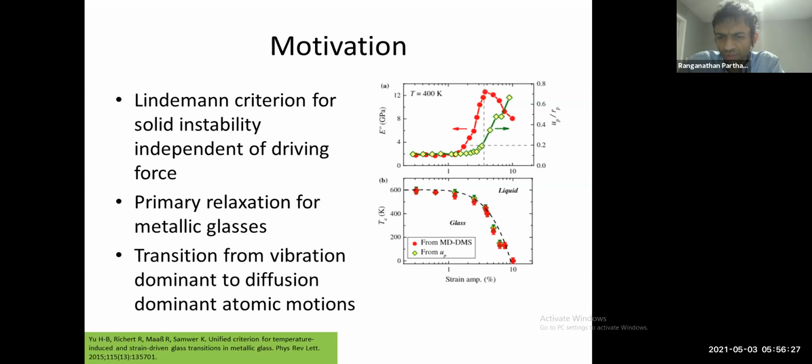It has been observed recently, for example, in the glass transition of metallic glasses, that the Lindemann criterion can be used to predict the onset of this glass transition. When the atomic vibration reaches 20% of the interatomic distance, this was found to be a suitable predictor for the onset of the glass transition, irrespective of the driving factors, whether it was temperature or deformation.